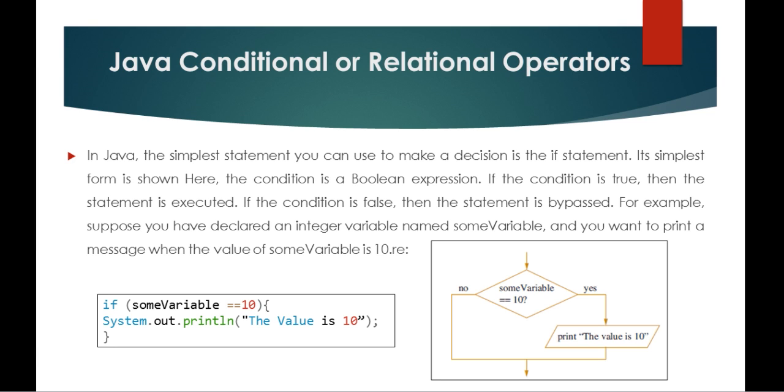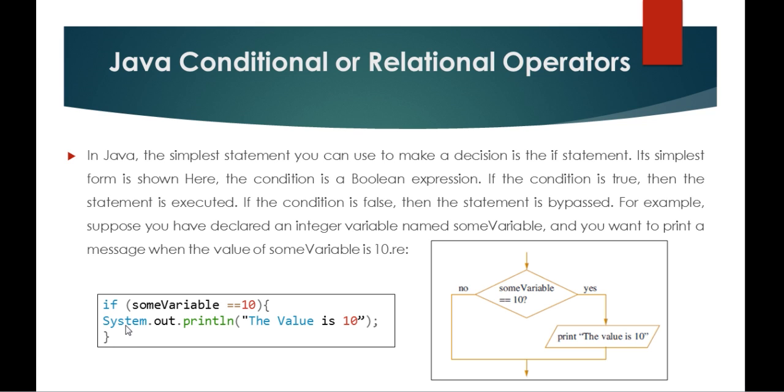We have here the if statement. In Java, the simplest statement you can use to make a decision is the if statement. It's the simplest form. As shown below, if the condition is true, then the statement is executed. If the condition is false, then the statement is bypassed.